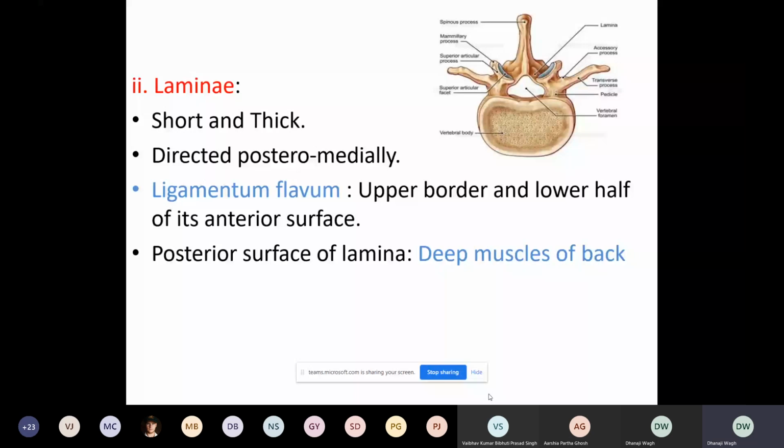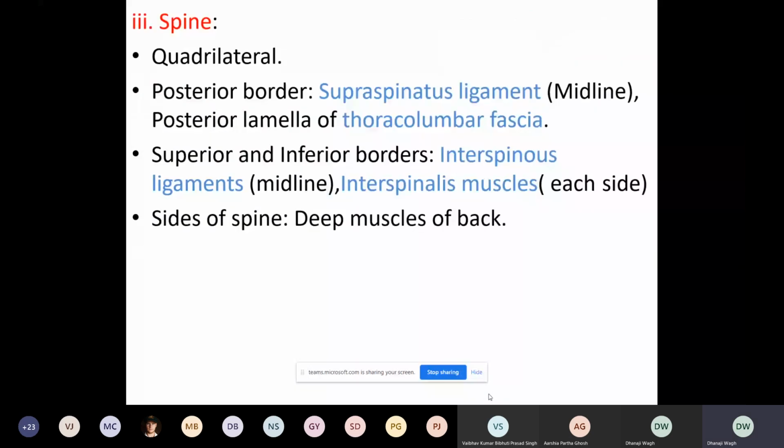What about the spine? The spine is quadrilateral. At its posterior border, the supraspinous ligament is attached, and the posterior lamina of the thoracolumbar fascia. In the next diagram, you can see all these attachments. Then at the superior and inferior borders, there is an interspinous ligament in the midline and the interspinalis muscle on each side.